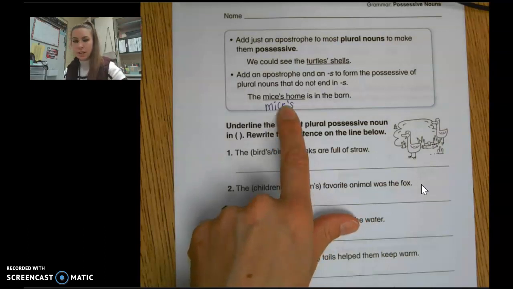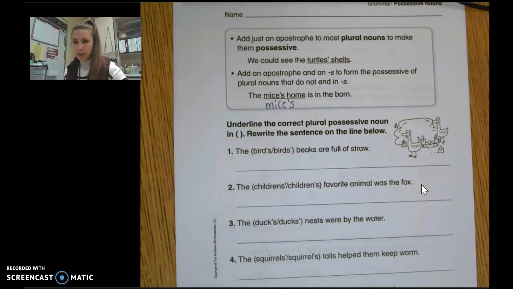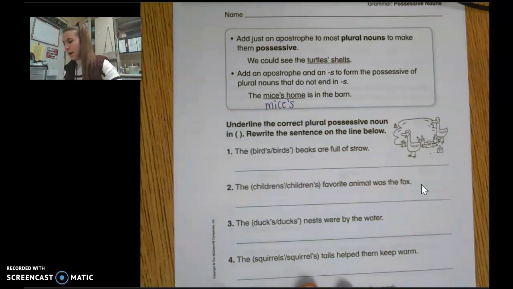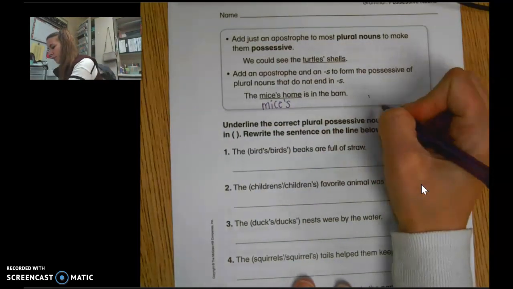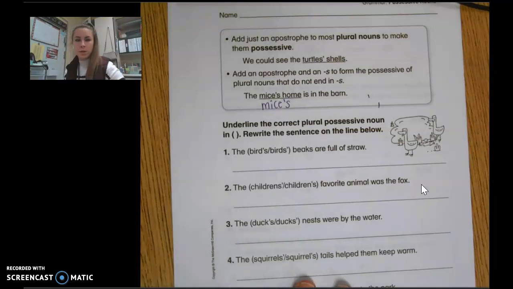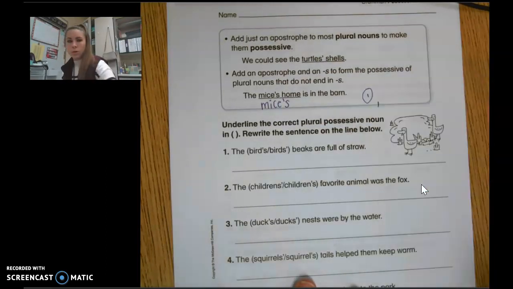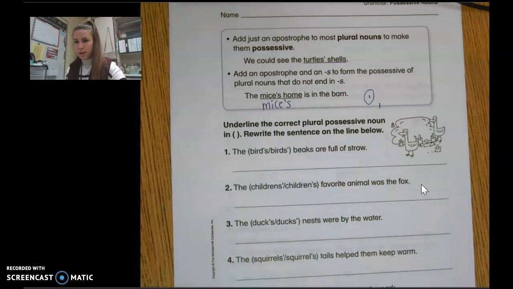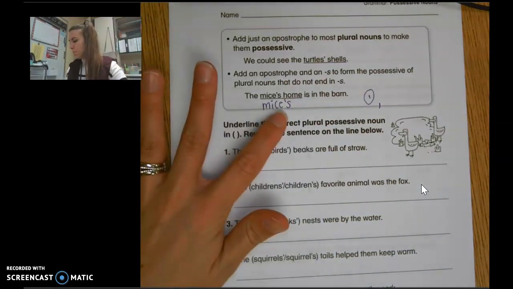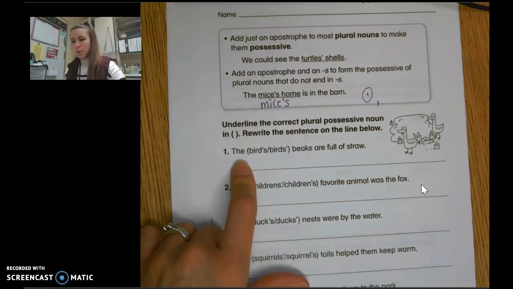Remember, the apostrophe is up in the air. It is not a comma that sits down on the ground. Okay, so an apostrophe is up in the air, a comma is down on the ground. So this is what we're looking for, up in the air, an apostrophe. The mice's home. So look at number 1.